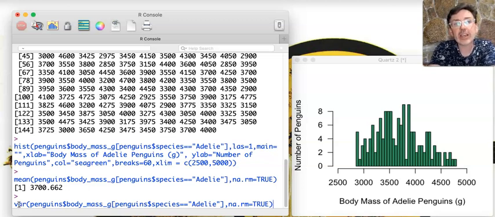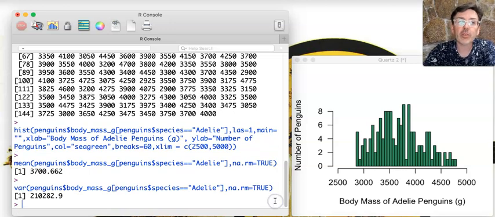Variance is easily calculated in R using the exact same structure as before, but using var. Now, this var value of 210,282 is not that great to use, because the formula for variance involves squaring the units. So this variance is measured not in grams, but in grams squared, which is not something that you or I or most people would really understand much about.